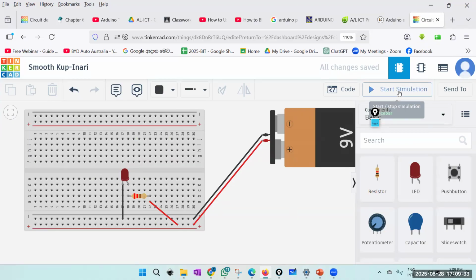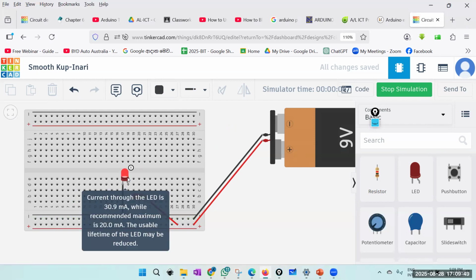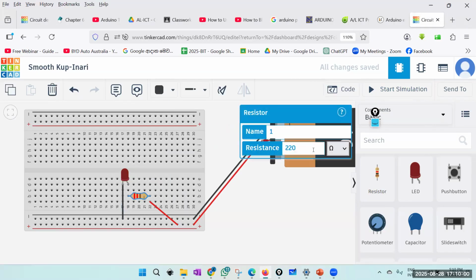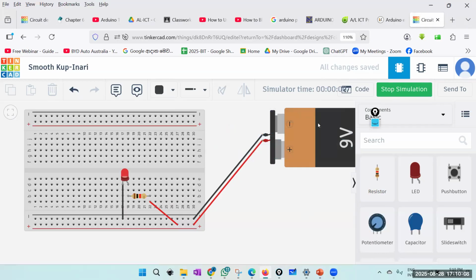Now you need to say start simulation. And you can see it is now lit. If you stop it, right? Again start it. Right? LED is now working. Okay. And also if you want to reduce the brightness, you need to increase the resistance. For example, if I change it to something like 1,000 ohms, okay, then again start simulation. It's blurred anyway. Let me increase further.